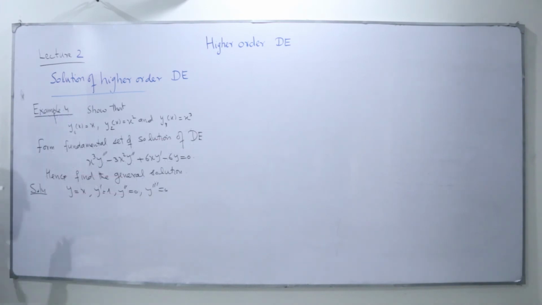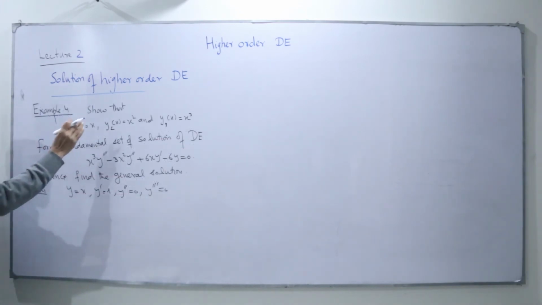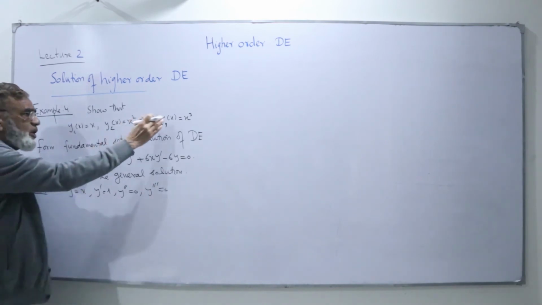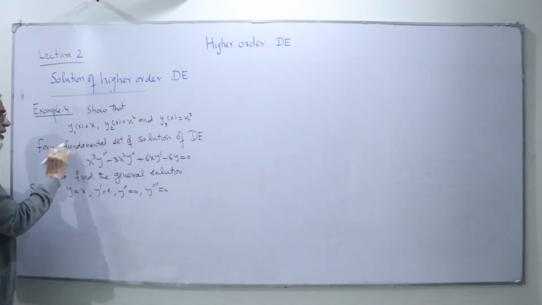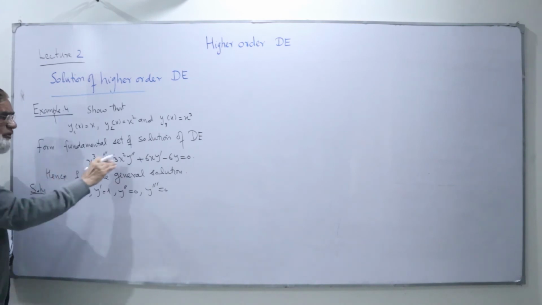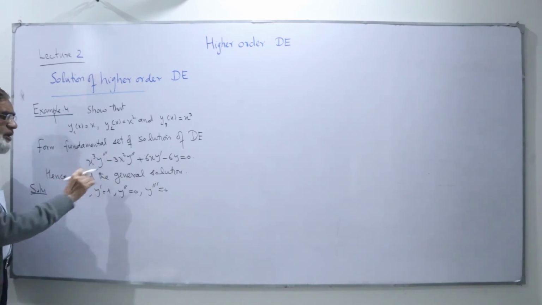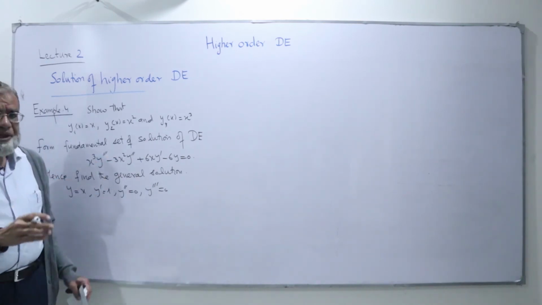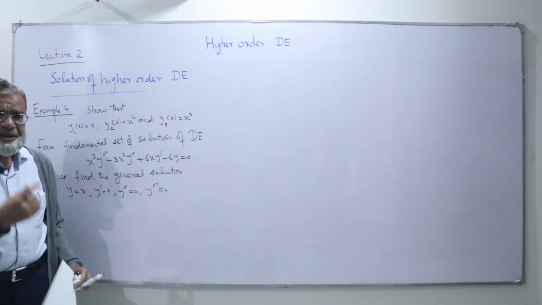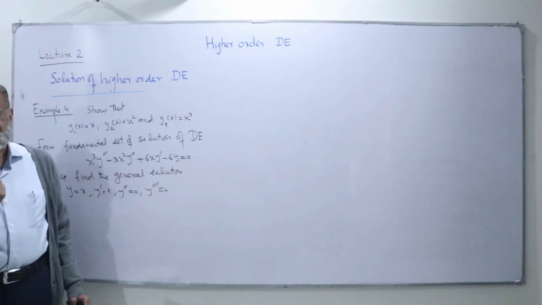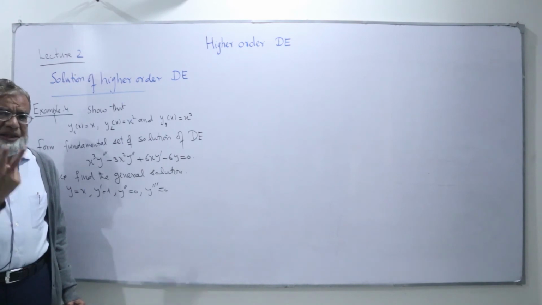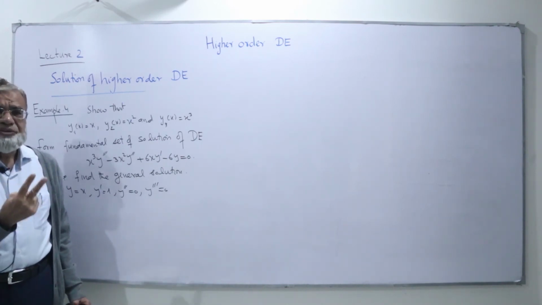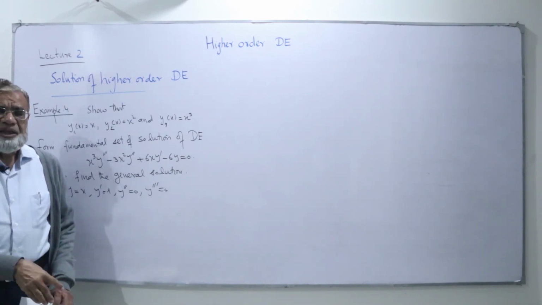I want to show that these functions, y1 equal to x, y2 equal to x squared, y3 equal to x cubed, form the fundamental set of solutions for the given differential equation, and find the general solution. So for them to form the fundamental set, number one, they are solutions of the differential equation. Number two, they are linearly independent. We check these two things. If they are true, then we can write the general solution.